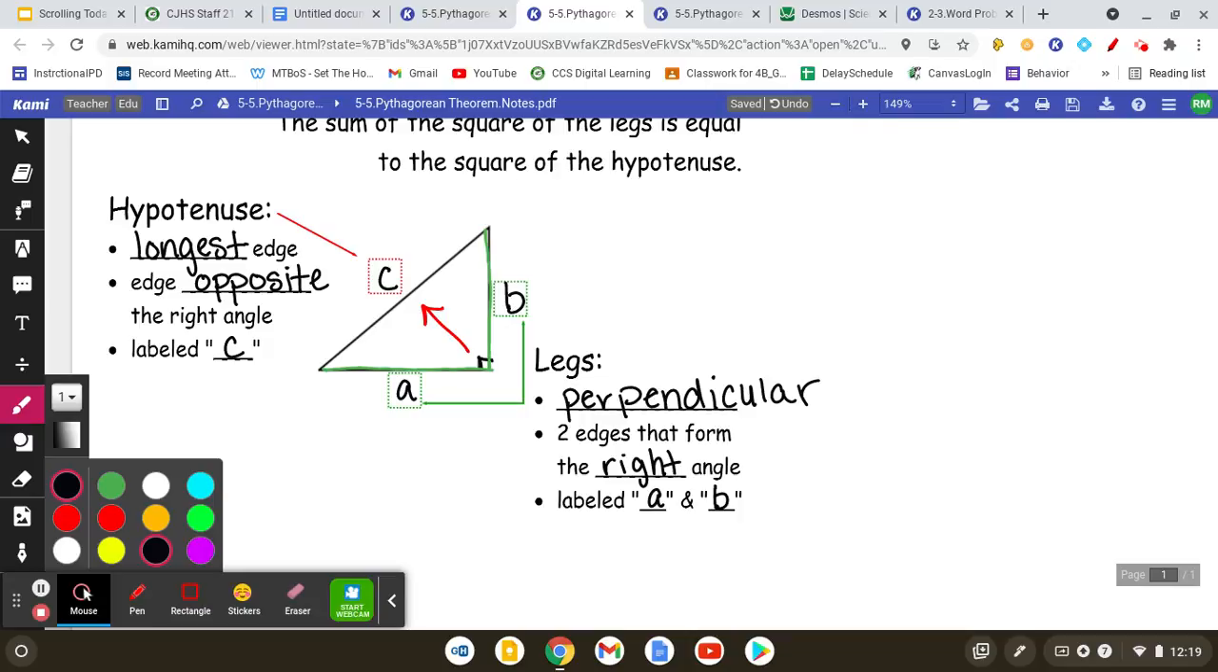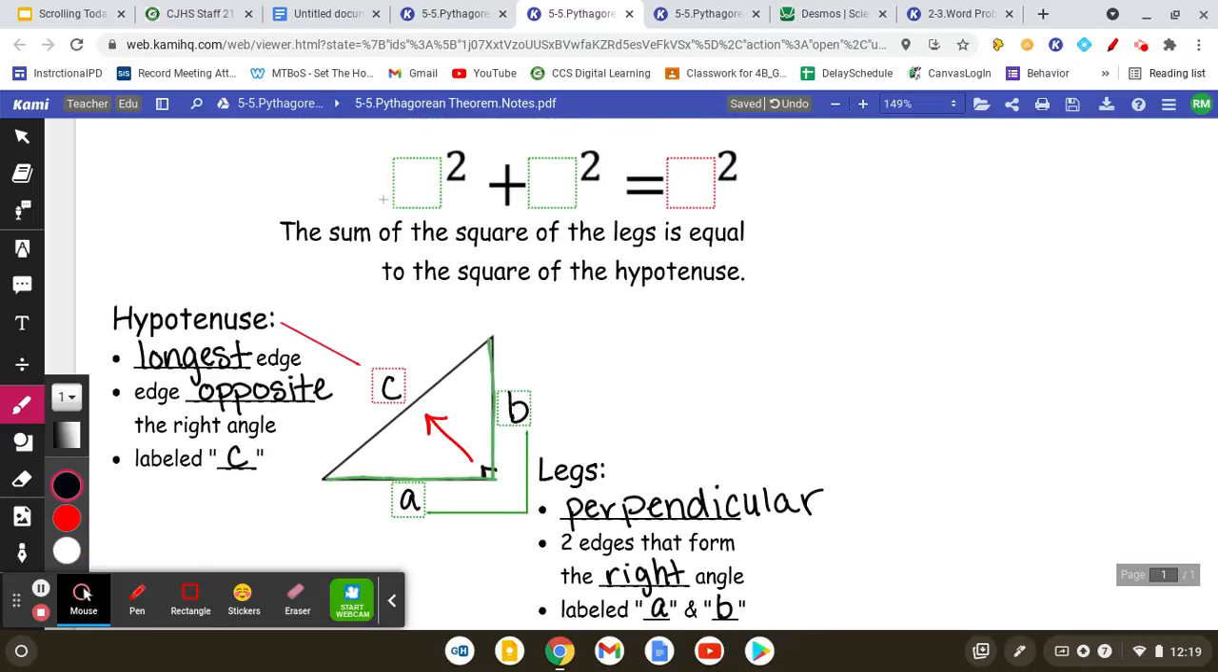So a right triangle, to recap, the right triangle is made up of two legs that form a 90-degree angle. And across from that 90-degree angle is our hypotenuse, the longest edge, and we're going to label that C. Now, Pythagorean theorem, what we're talking about today. The theorem for this is a squared plus b squared equals c squared. So this says the sum of the squares of the legs, so remember sum means addition, is equal to the square of the hypotenuse.